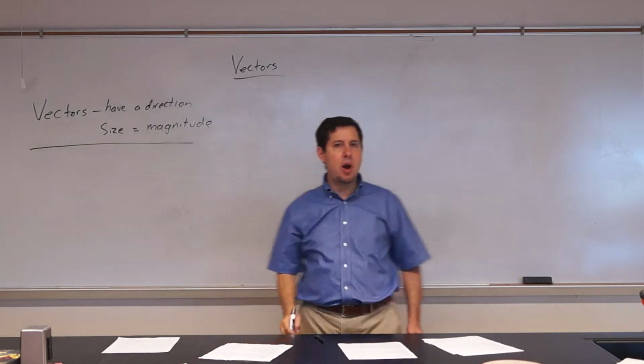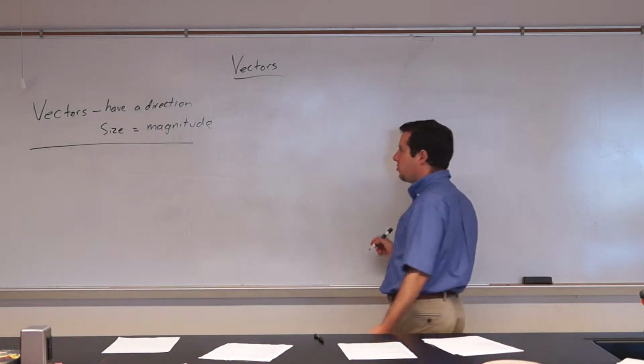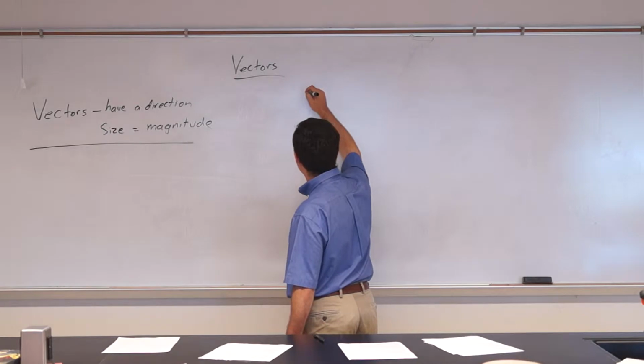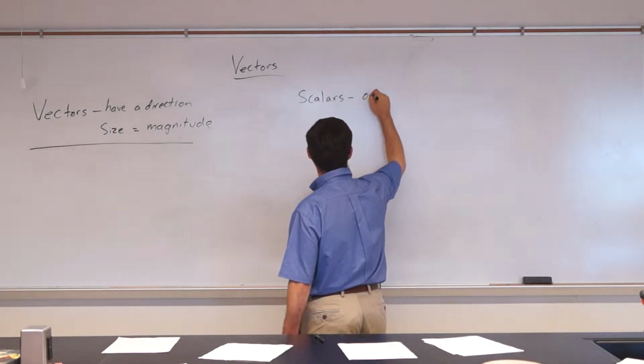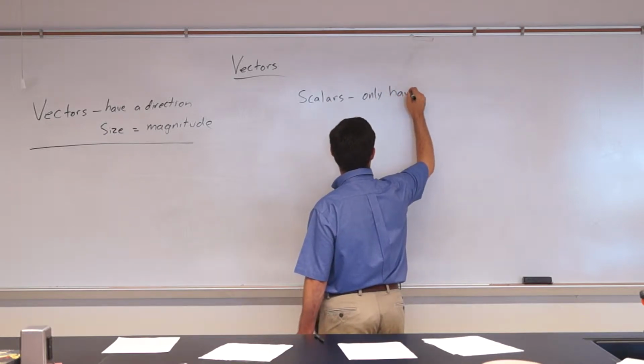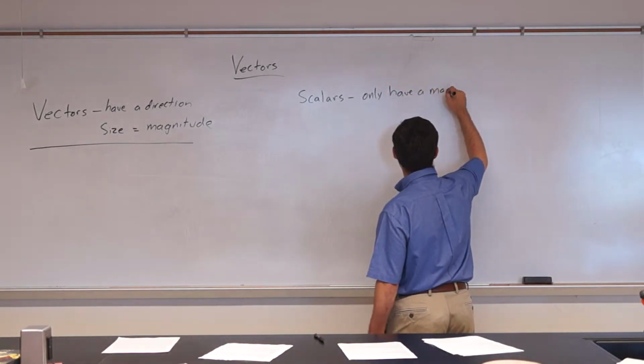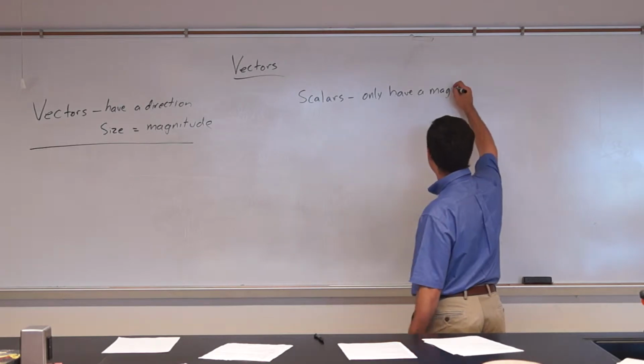Now sometimes you'll have quantities that have a size but not a direction. And those are called scalars. So they only have a magnitude. And that magnitude usually includes units.